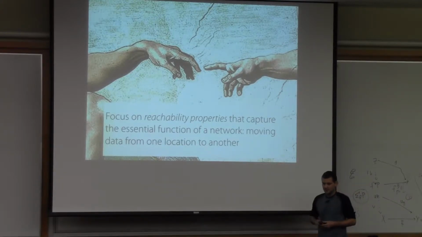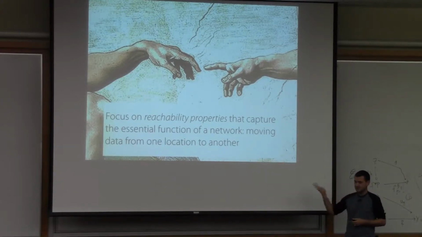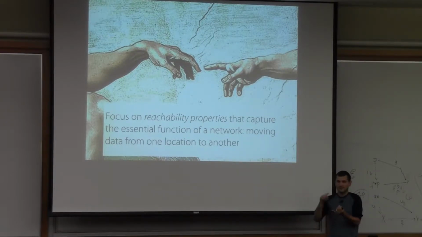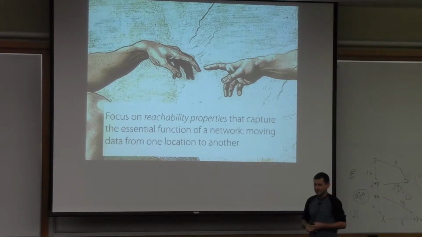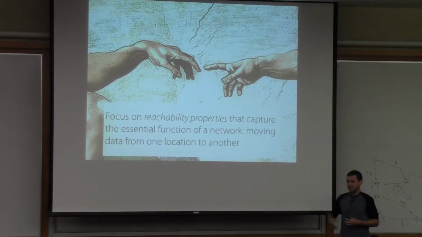So this is arguably important because the essential function of a network is to move packets around. And again, things like, does the network provide connectivity? Does it isolate certain regions of the network from each other? And is it free of loops? All of these can be expressed as reachability properties. But there are other properties that you might care about. So just to identify some of the major dimensions that are currently being explored or haven't been explored yet.